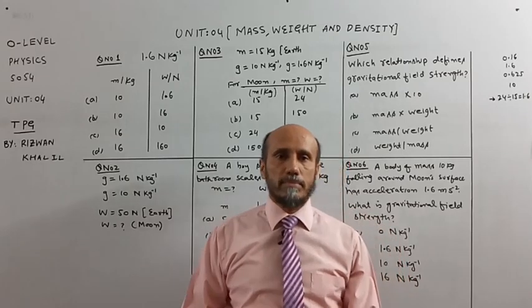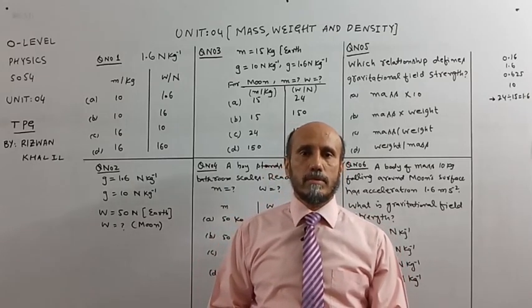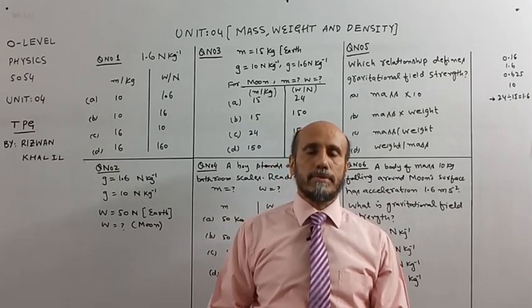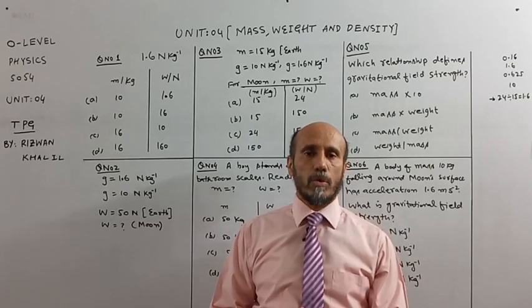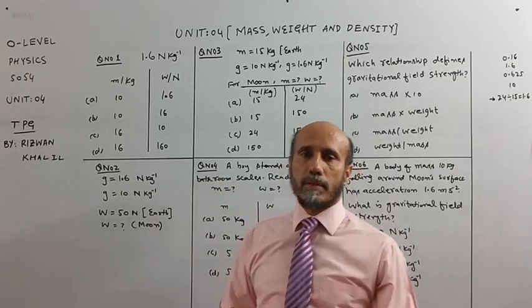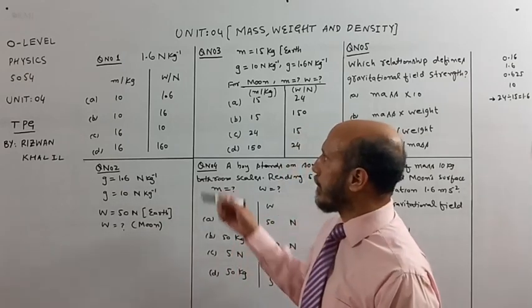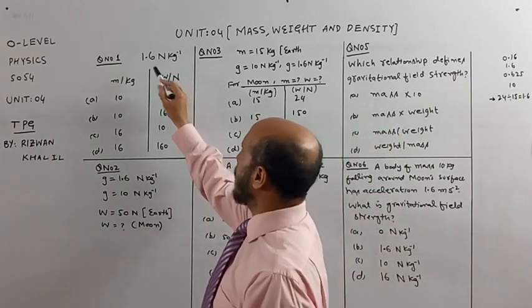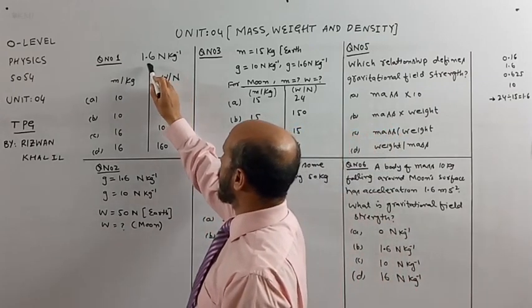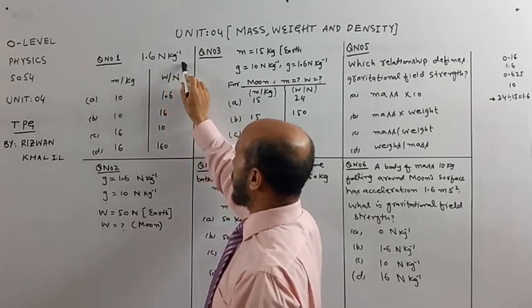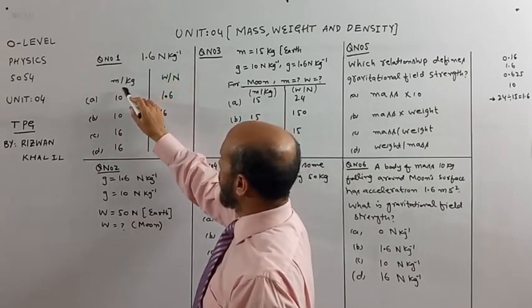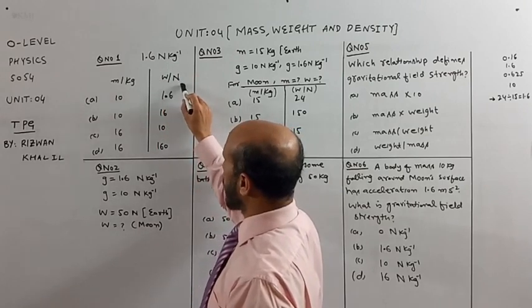Now we will discuss some examples in order to make sure that the concept of gravitational field strength is clear to all of us. So let's proceed. And example number 1. The value of gravitational field strength on the surface of the Moon is given, that is 1.6 Newton per kg. Mass is given as well as weight is given.